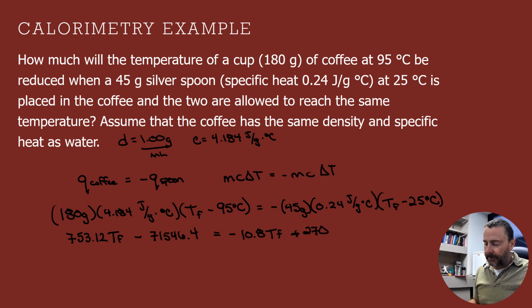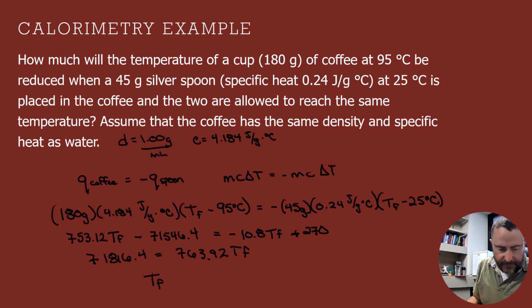So I'm going to get my T finals together and my non-T finals together. And so I get 71,816.4 is 763.92 T final. So my T final is 94.01.